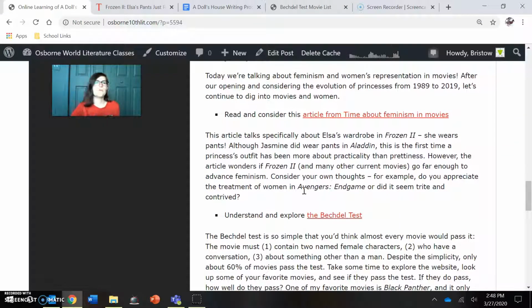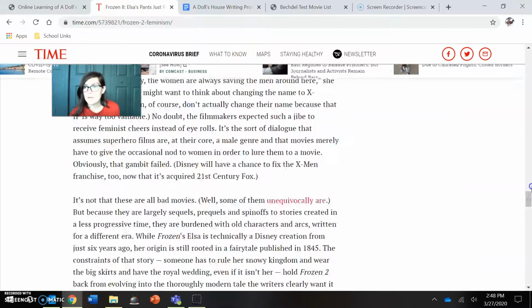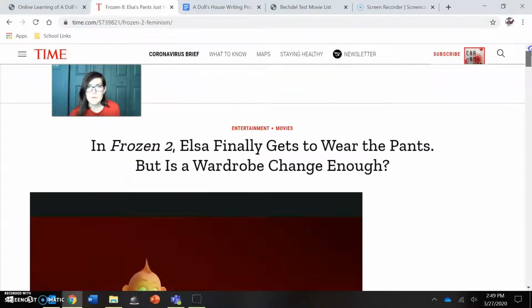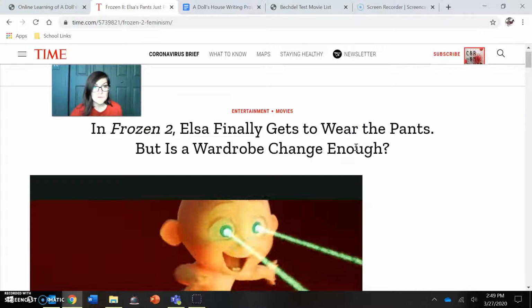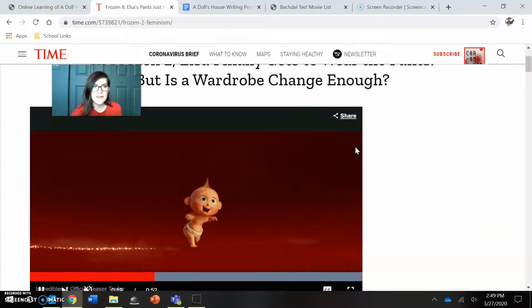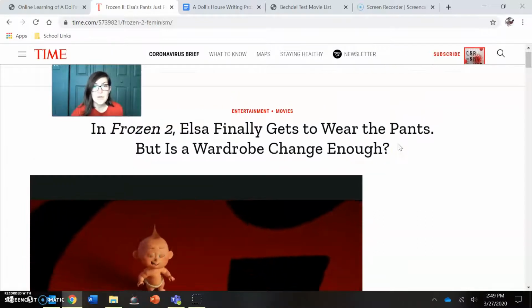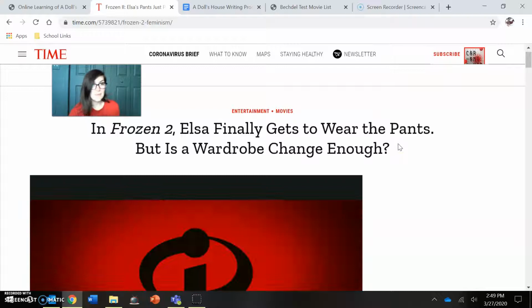The first thing I'd like you to do is read and consider this article from Time magazine about feminism in movies. We're sticking with the Frozen theme here because this does talk about Frozen 2. So in Frozen 2, Elsa gets a wardrobe change. If you are not familiar with Frozen 2, Elsa gets to wear pants. It's kind of a big deal.